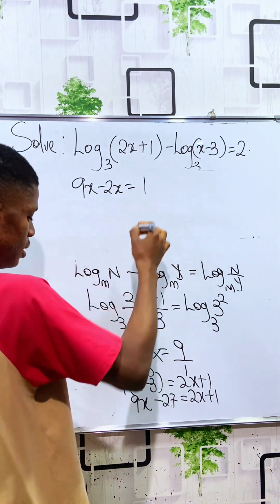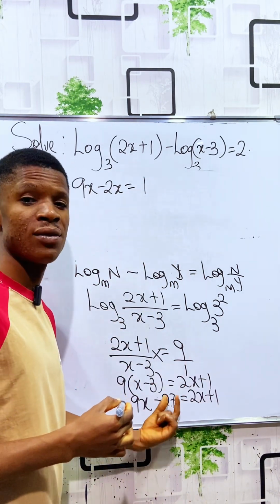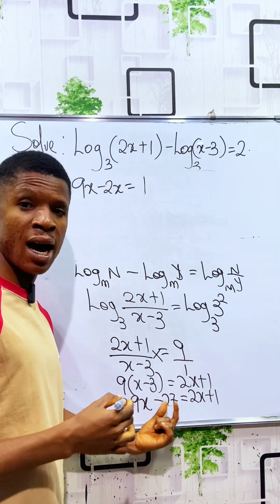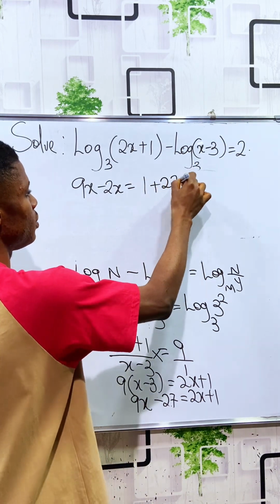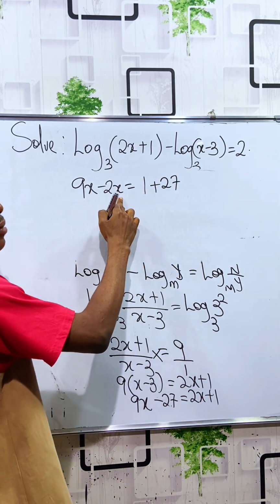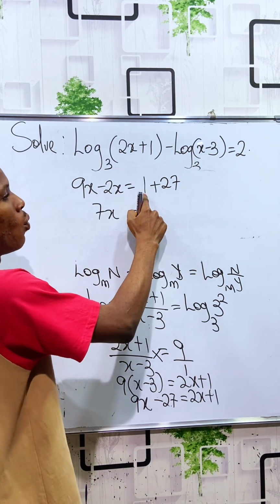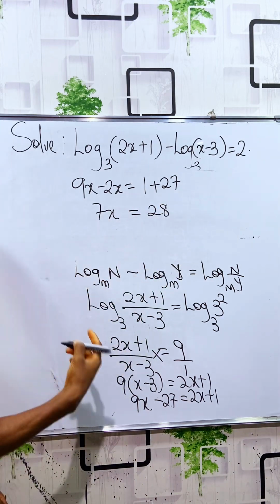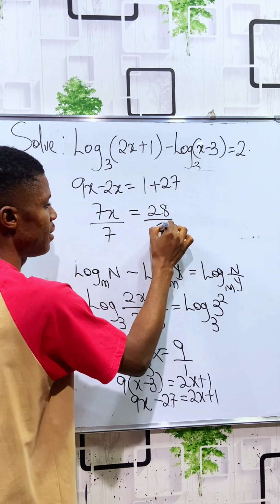So we have 1. When minus 27 crosses the equality sign, it becomes positive, or you say add 27 to both sides. So I have to add 27 to both sides. So 9x minus 2x is 7x, and it equals 1 plus 27, which is 28. When you have to solve, you just divide through by 7 and divide by 7.